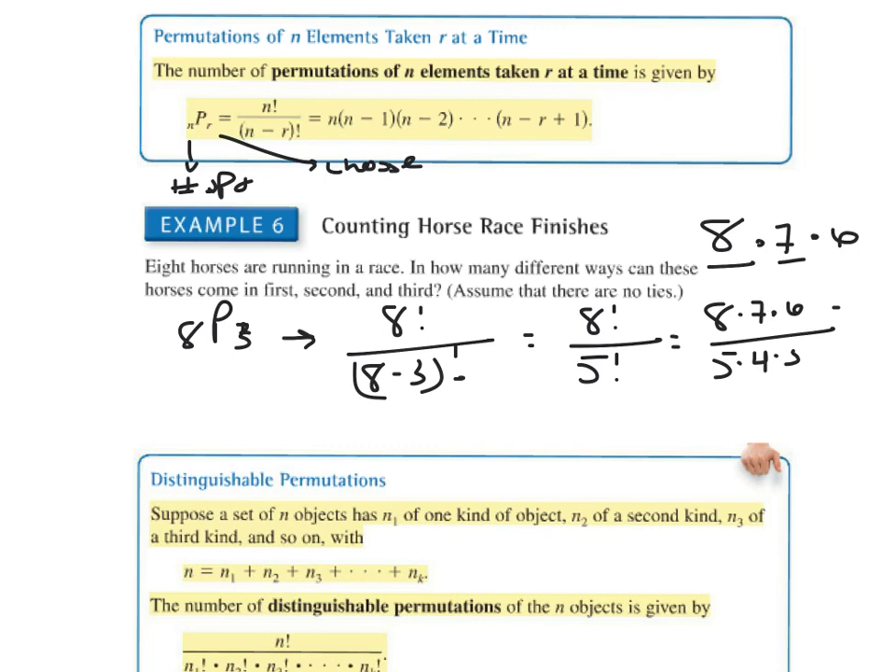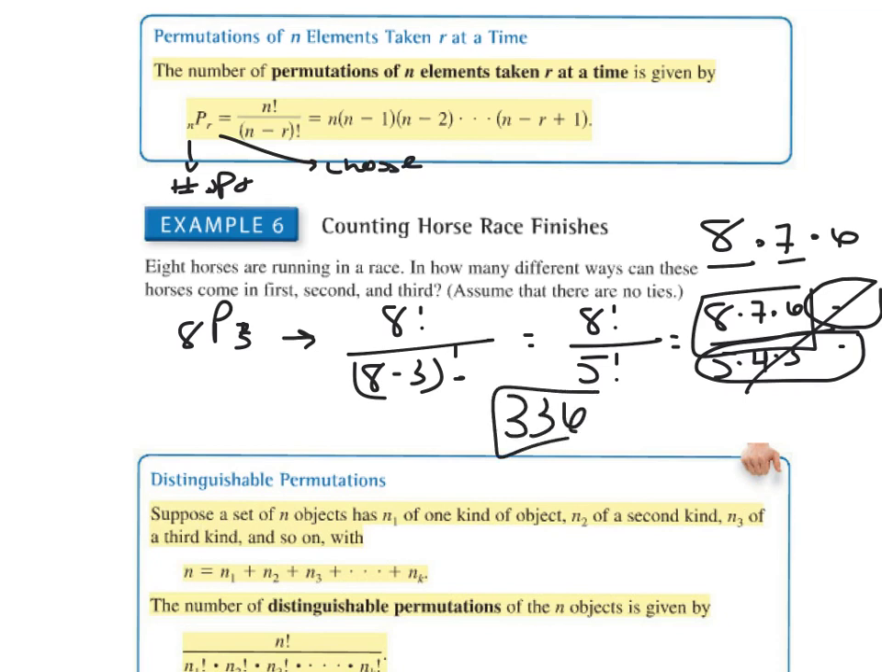And think about if you kept it going, it means that a lot of these numbers are going to cancel, because this is 5 times 4 times 3 times 2 times 1. This is 5 times 4. So you end up with the same thing. And if you multiply that in your calculator, you get 336 ways for 8 horses to win first, second, and third.